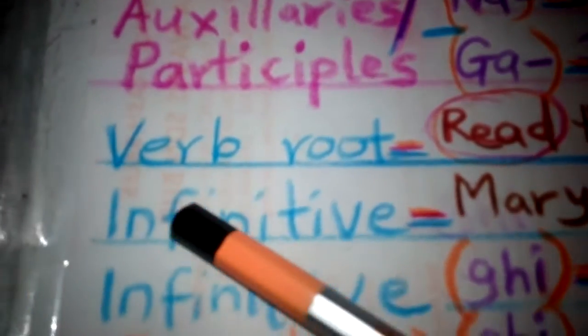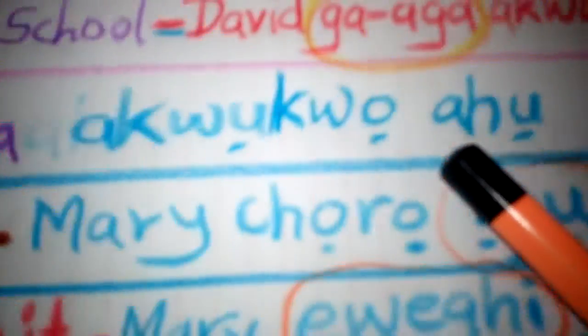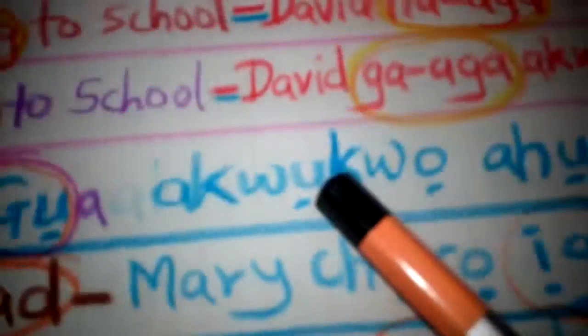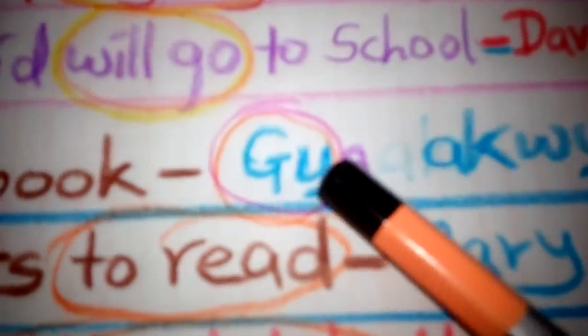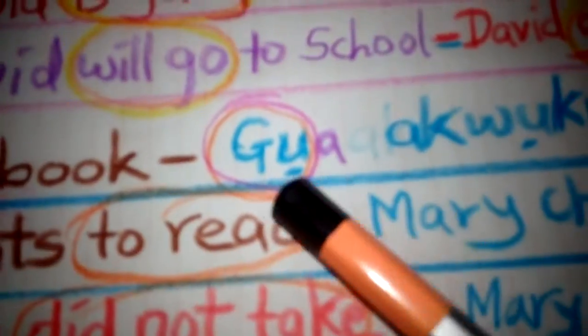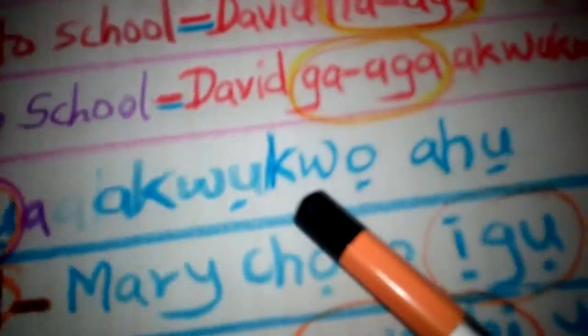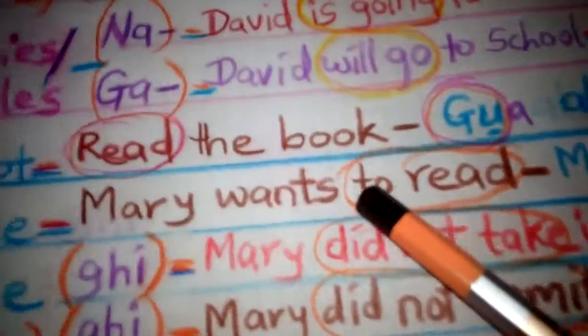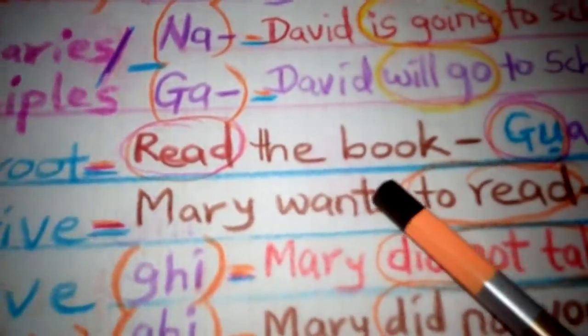So it's like that. So let me see another verb root. Read. Read the book: Go akwụkwọ ahụ. If it's a command, you say gụọ akwụkwọ ahụ. You add this command gụọ akwụkwọ ahụ. Then you can say go akwụkwọ ahụ. Read the book.